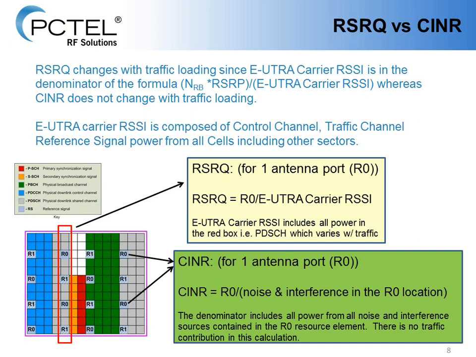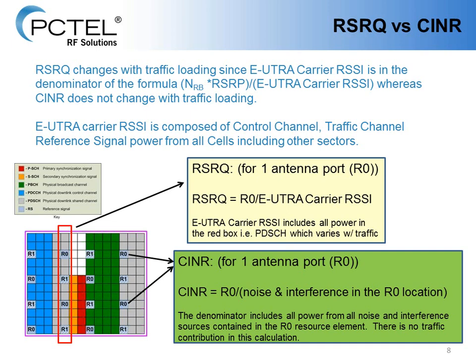And what I want to talk about on the next slide is the difference between RSRQ and CINR. As I mentioned before, RSRQ changes with traffic loading. If you look at a blow-up of that resource block, it's actually two resource blocks there, and you look at how that formula is calculated, you see that for RSRQ, it's the reference signal, which in this case I used R0 for simplicity. I'm only using one resource element.